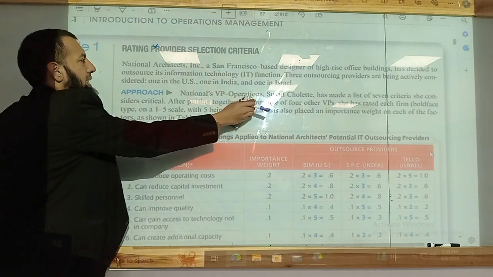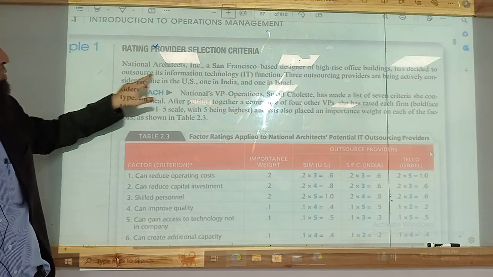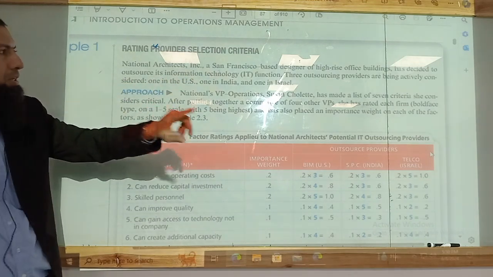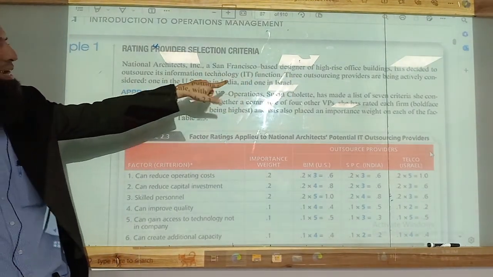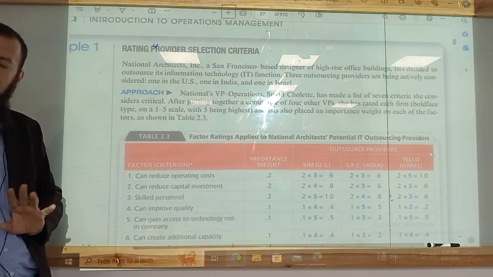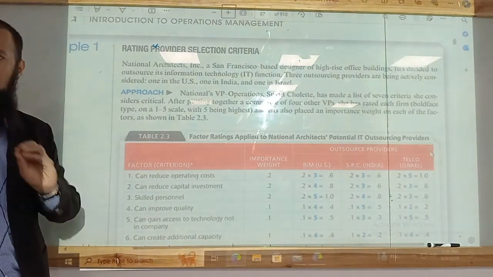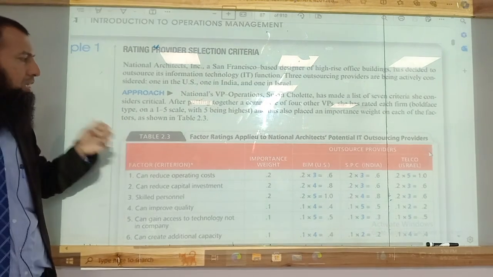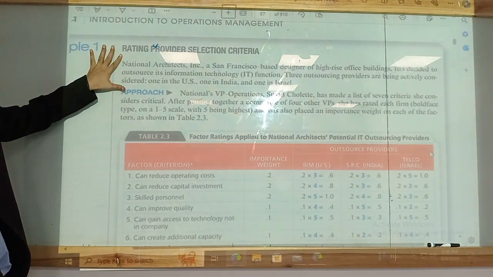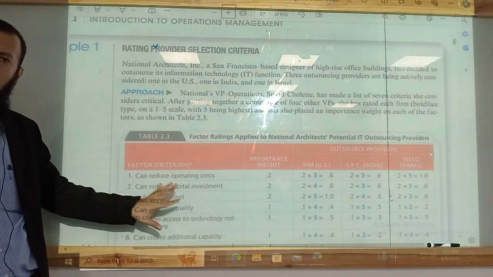National Architects Incorporation, a San Francisco-based designer of high-rise office buildings, has decided to outsource its information technology (IT) function. Three outsourcing providers are being actively considered: one in the US, one in India, one in Israel. So there are three companies to which the American company wants to outsource its IT business. This is the scenario which will come in your exam. I will provide the other data, but you need to know how the rating factor has to be used.